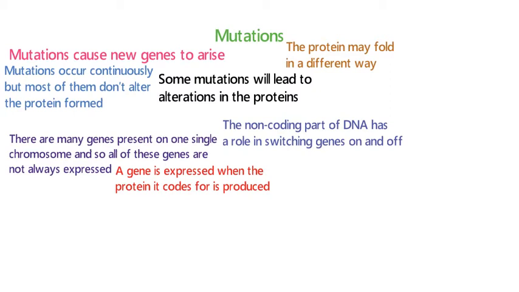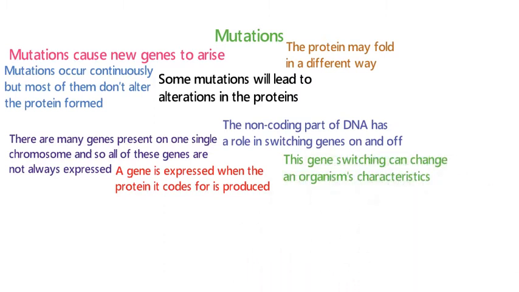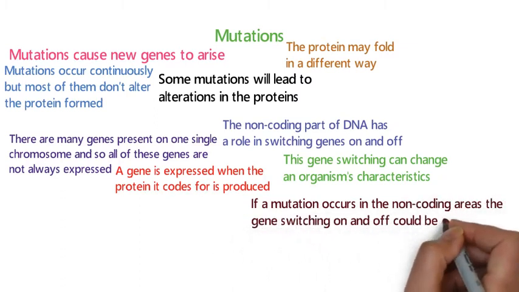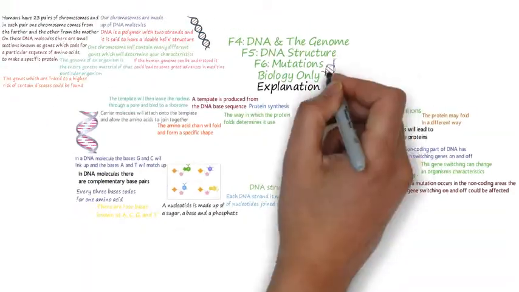The non-coding part of DNA has a role in switching genes on and off. They can also cause just parts of genes to be switched off, which again can change the protein that will be synthesized. This gene switching can change an organism's characteristics. This is also described as their phenotype. If a mutation occurs in the non-coding areas, then this gene switching on and off could be affected.